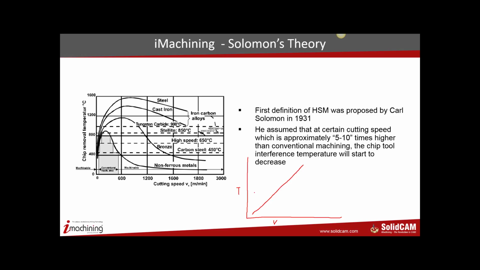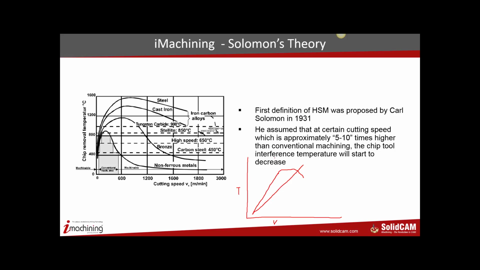However, what Carl Solomon discovered was something different. He also started off with a lower VC, and as he increased the VC, the temperature started increasing. That's what we know. But at a particular VC, which was like 5 to 10 times higher than conventional machining, he actually saw the temperature plateau and actually drop. So the temperature started dropping as the VC went beyond 5, 6, 7 times. The cutting edge temperature started dropping.